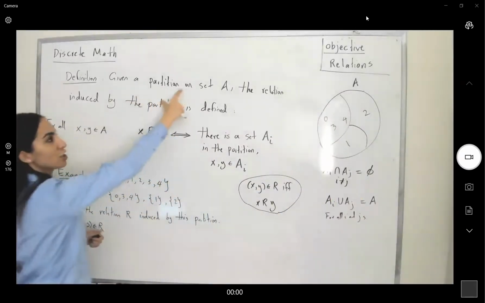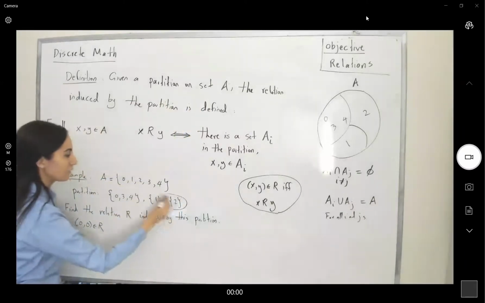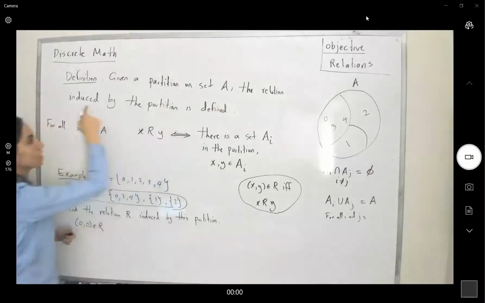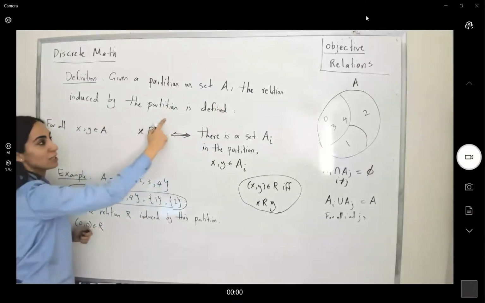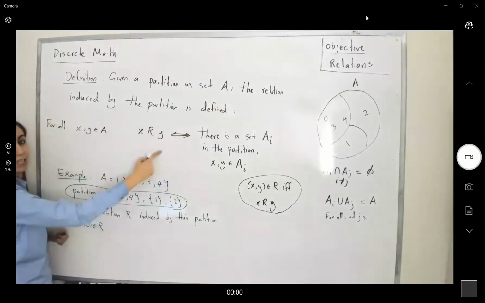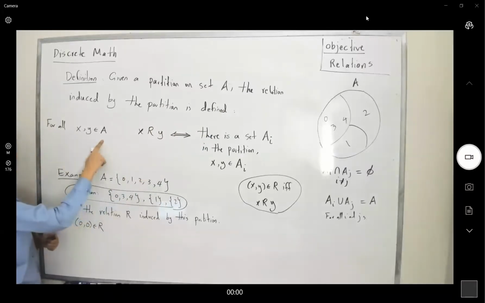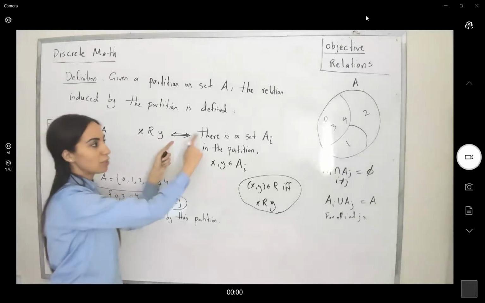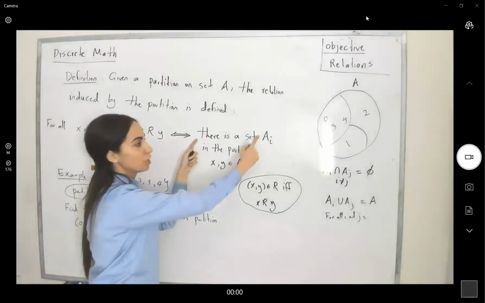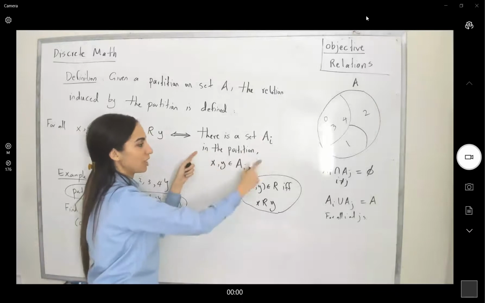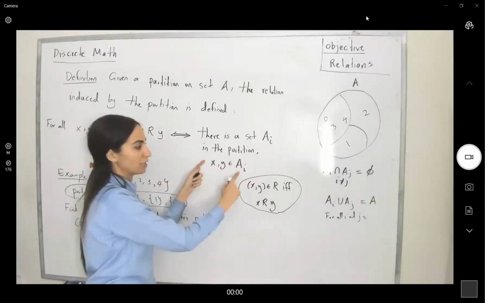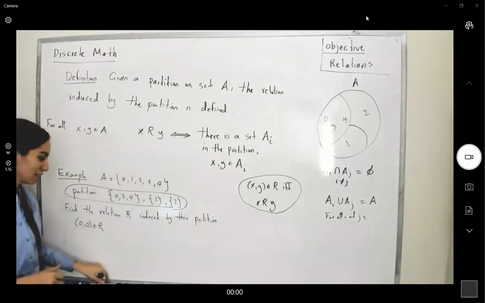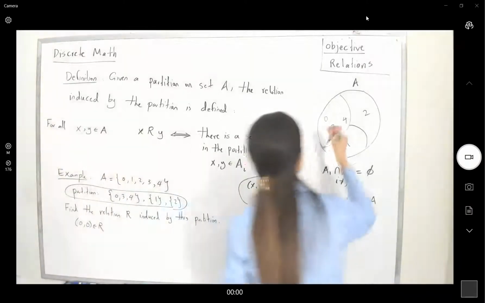Given a partition on set A, the relation induced by the partition is defined this way: X and Y in A, X is in relation with Y if and only if you can find a set like A sub I such that X and Y are in A sub I. Well, can we say that 0 is in relation with 0?